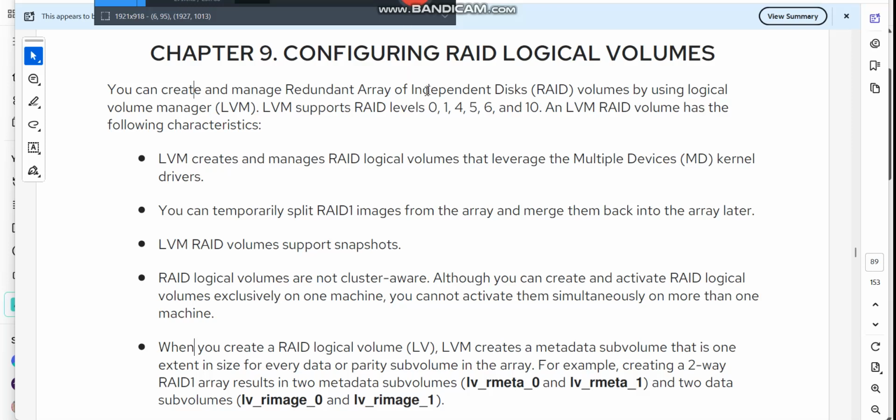Configuring RAID logical volumes. You can create and manage redundant array of independent disks (RAID) volumes by using Logical Volume Manager (LVM). LVM supports RAID levels 0, 1, 4, 5, and 10. An LVM RAID volume has the following characteristics. LVM creates and manages RAID logical volumes that leverage the multiple devices (MD) kernel drivers.